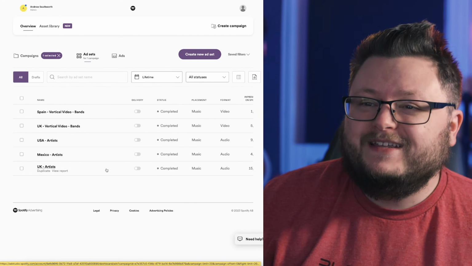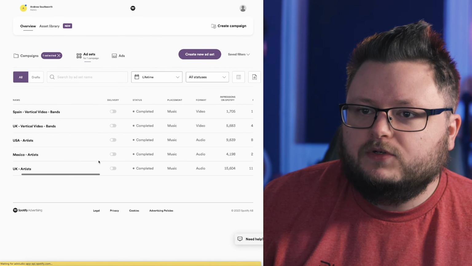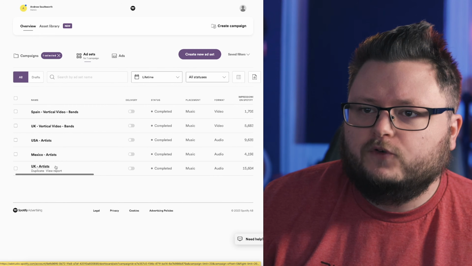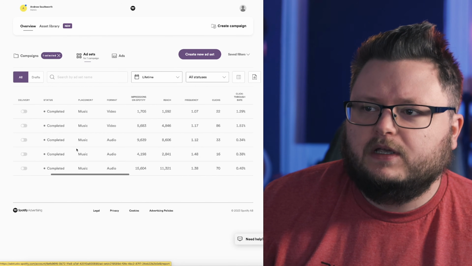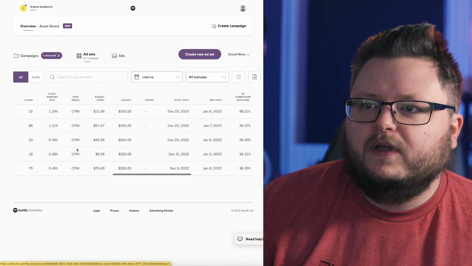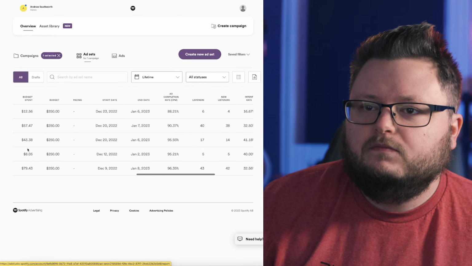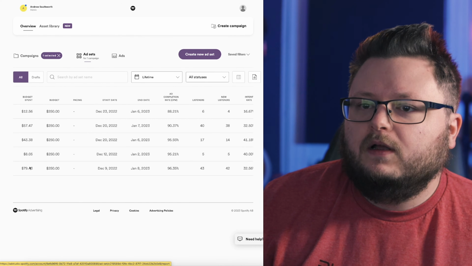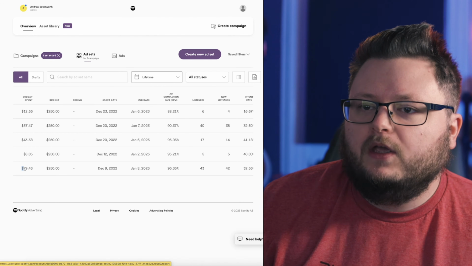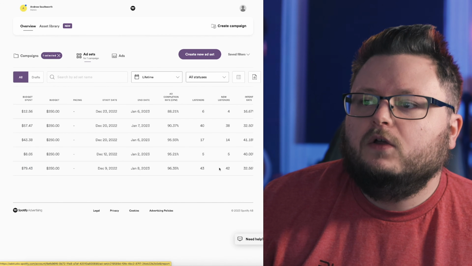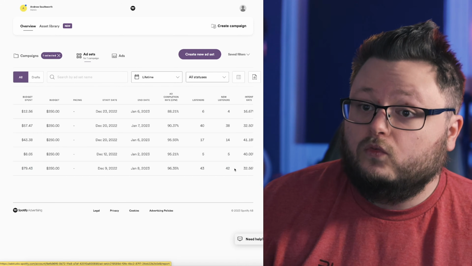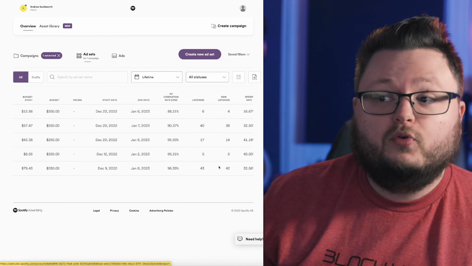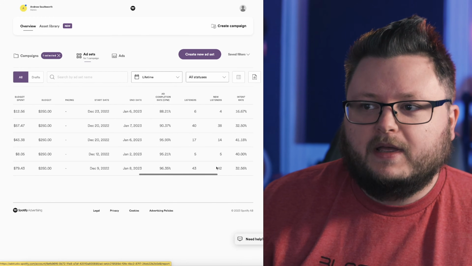So pretty easy stuff. Let's look at the numbers, and let's focus on UK artists first. The order is UK, Mexico, USA. If I get the budget spent, and this might be a little tricky to show on screen because it's not wide enough, but UK is at the bottom. UK audio, $79, 42 new listeners. So we're still at almost $2 per listener point of view. So very, very bad.